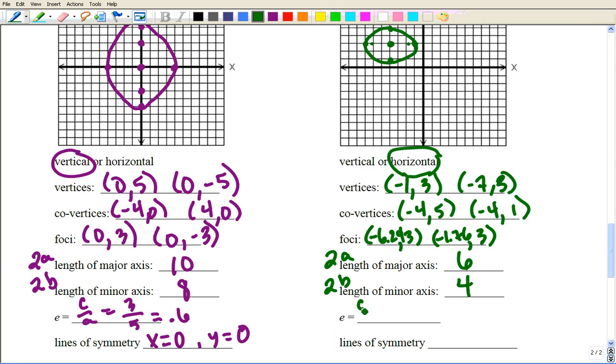E is C over A. So C was the square root of 5. A was 3, and when you evaluate that, that's about 0.75. For the lines of symmetry, for the vertical, we'll have x equals -4, and for the horizontal, y equals 3. Let's look at 2 more kind of problems.